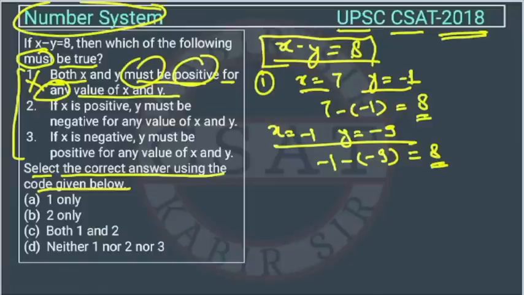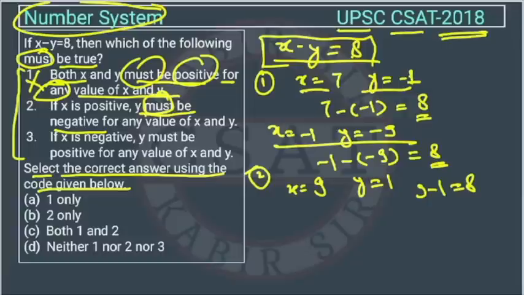Let's check the second now. If x is positive, now he is saying x is positive. Okay, so x can be anything 1, 2, 3, 4, right. Then he is saying y must be negative, the value of y must always be negative, there is no such need. Suppose I am taking the value of x as 9 and I am taking the value of y as positive 1, then also I will get 9 minus 1 is equal to 8, right? So there is no need that y must be negative. So it is not so, even if y is positive we can get the answer, right? Because it's saying for any value of x and y. Okay, now the third statement let's check. So the second is also wrong.